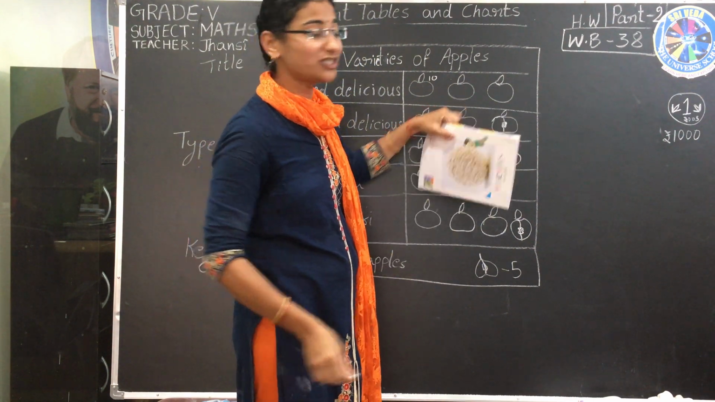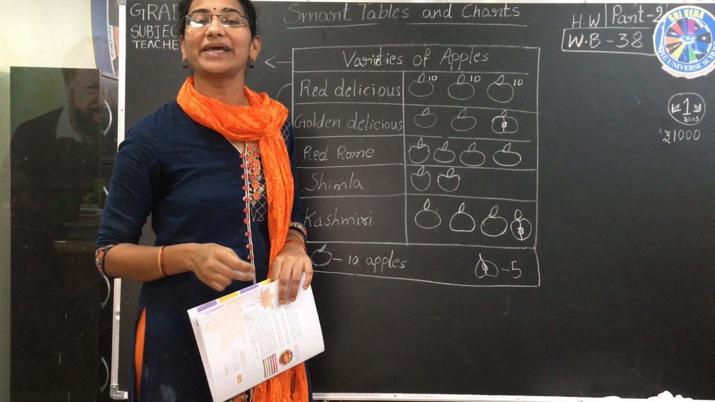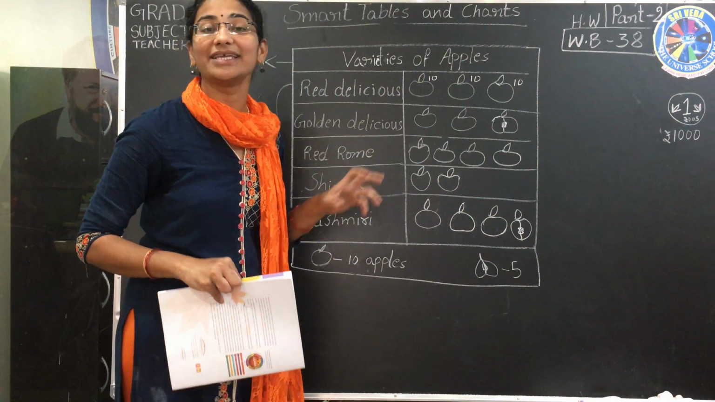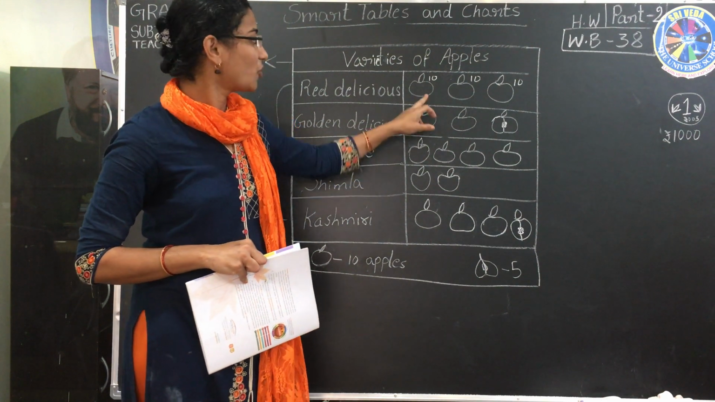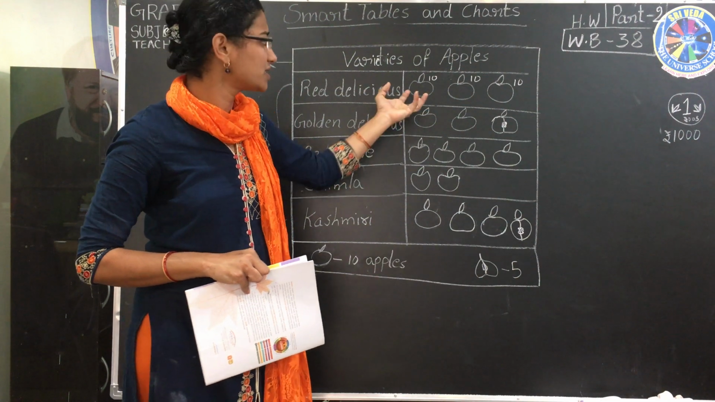One more apple equals 10. 10 plus 10 equals 30. So we have 30 red delicious apples. Otherwise, repeated addition. Instead of doing repeated addition, of course these are the 3 apples.